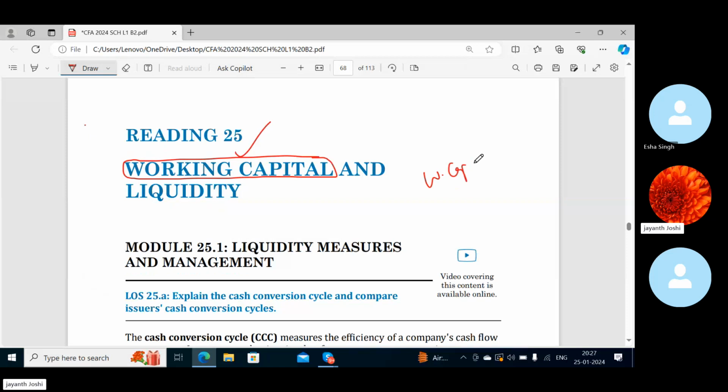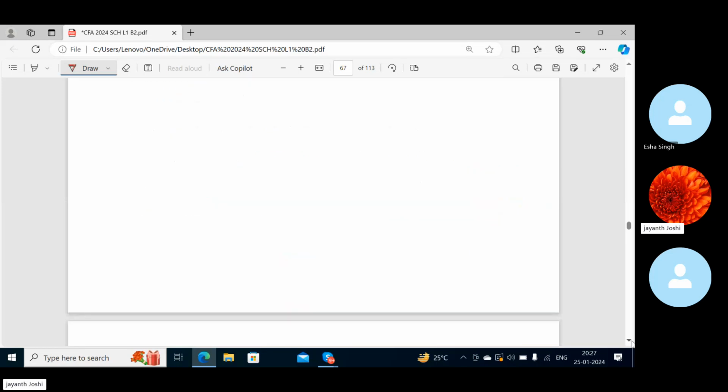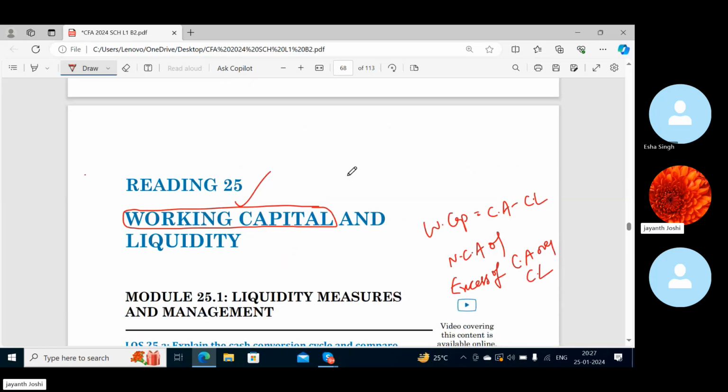Working capital has a formula, that is current assets minus current liability. So I would say working capital is net current assets or excess of current assets over current liability. Let's say I have started a business just very recently and my current assets are 1 lakh, that is I have only cash, no receivables, no inventory, nothing. Okay, it's day 1, Jan 1st. And my current liability is 0, nothing. I've not bought the goods on credit basis, it's just a start.